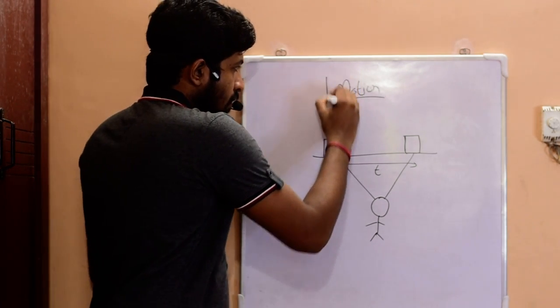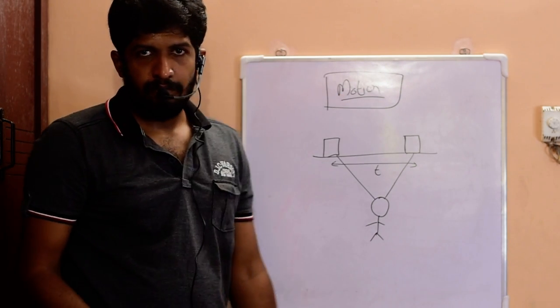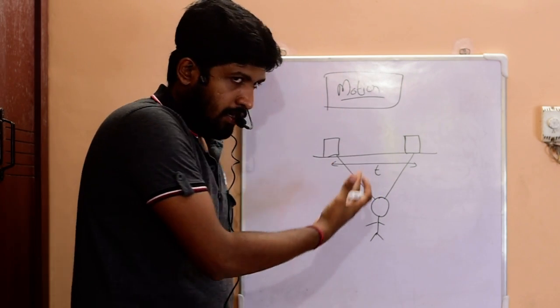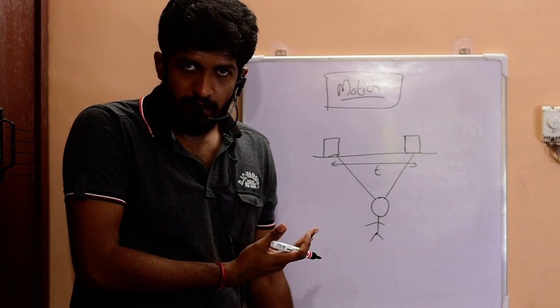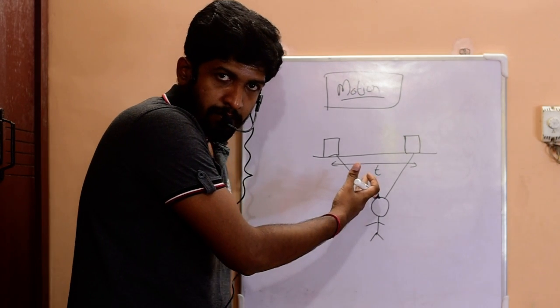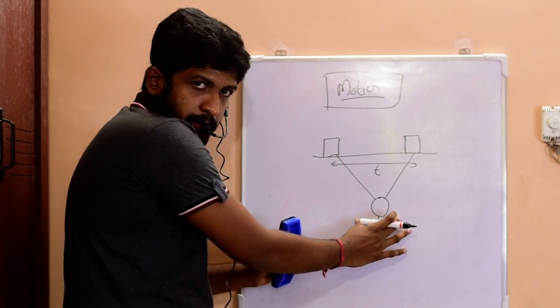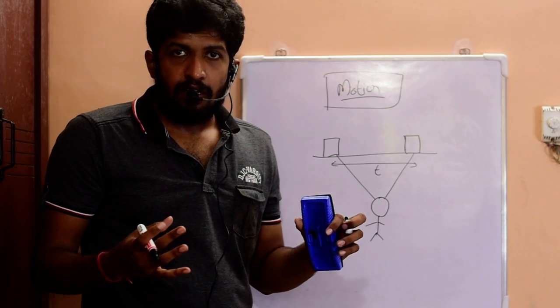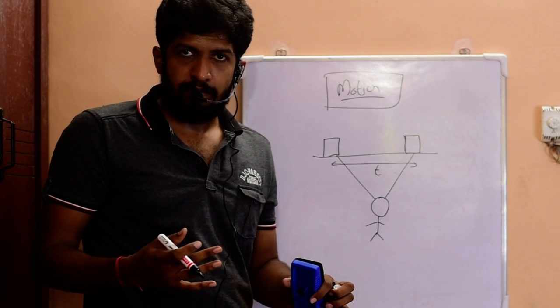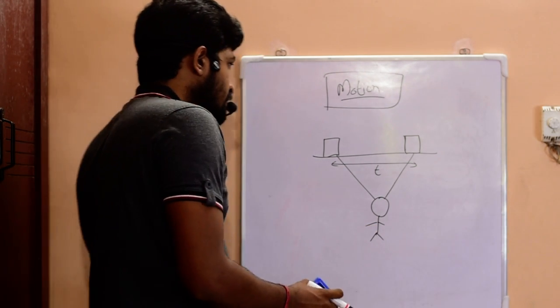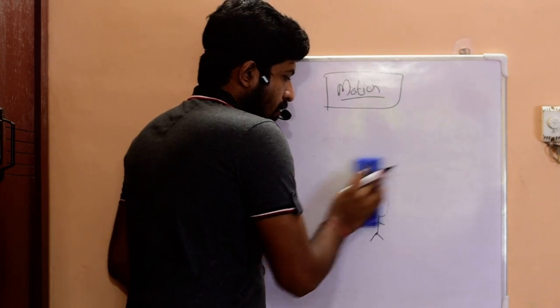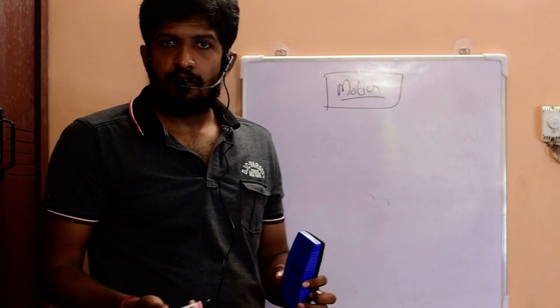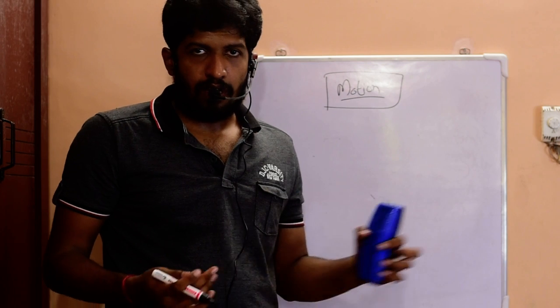So this is what we call a motion. When an object changes its position with respect to time, with respect to an observer, we can say the object is in motion. I hope you are getting my point. So shall we start?